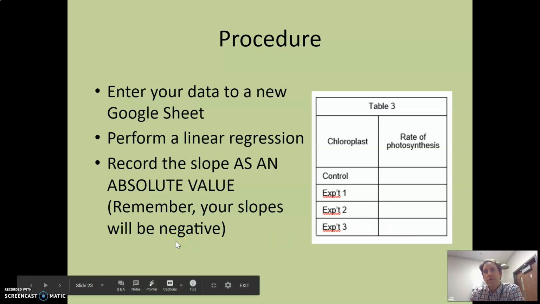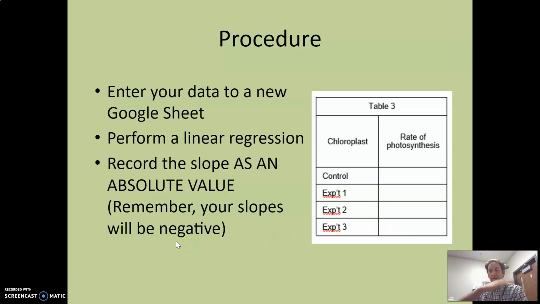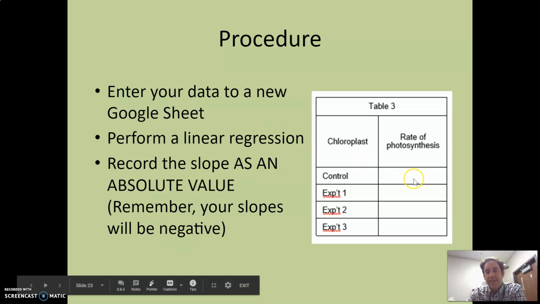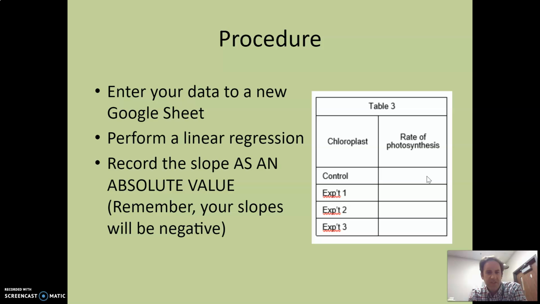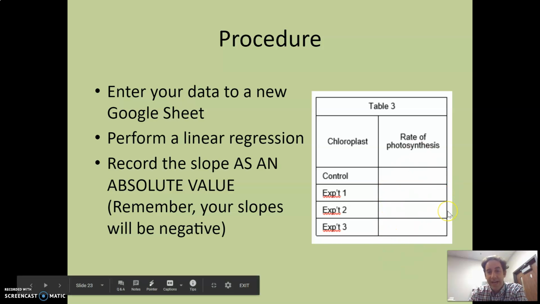And since absorbance is going down, your slopes will be negative. And so you're going to record this as an absolute value to avoid that confusion of the negative. So the steeper the slope, the higher the absolute value number will be. And you can calculate how the rate of photosynthesis varied between your 3 trials. So you're going to collect the data, you're going to graph it, you're going to get the slope of that, and you're basically going to record that slope.